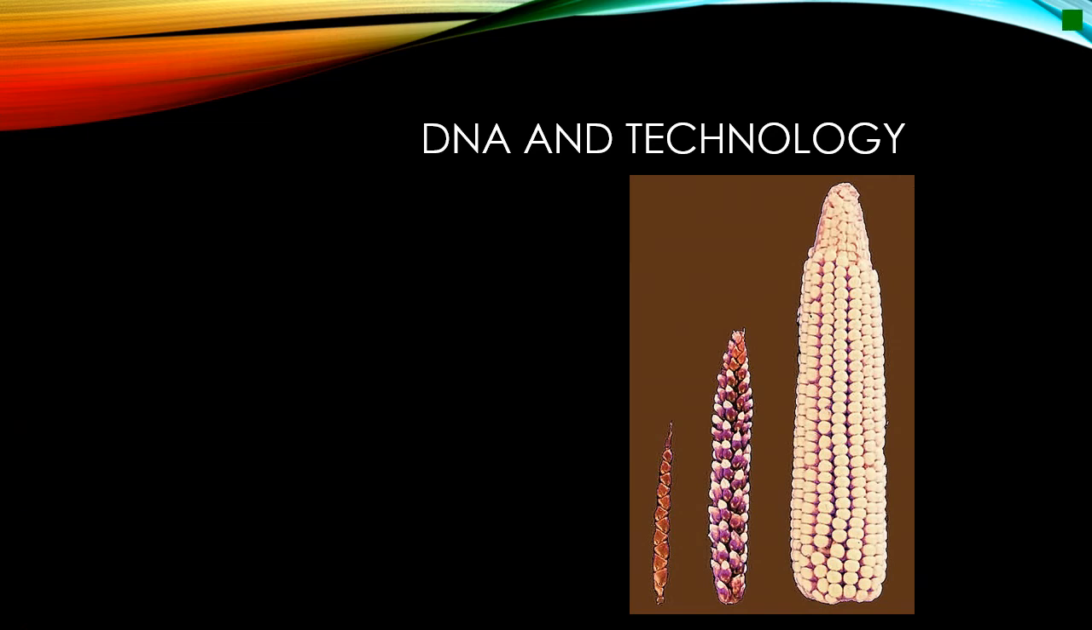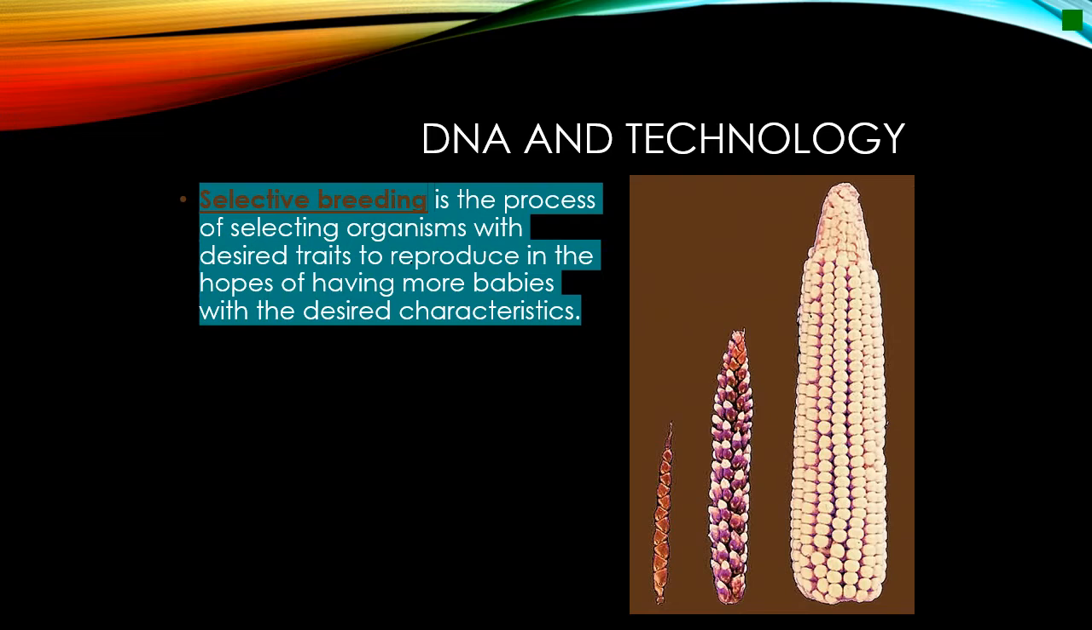First off, we're getting into DNA and how we use it in technology these days. First off is an old idea. Selective breeding, which we've learned about before, is the process of selecting organisms with desired traits to reproduce in the hopes of having more babies with those desired traits.